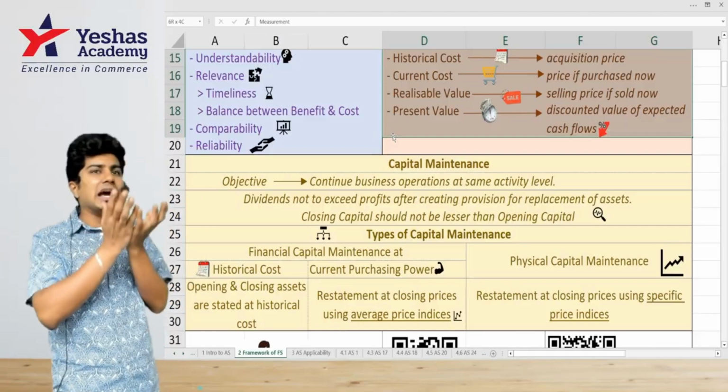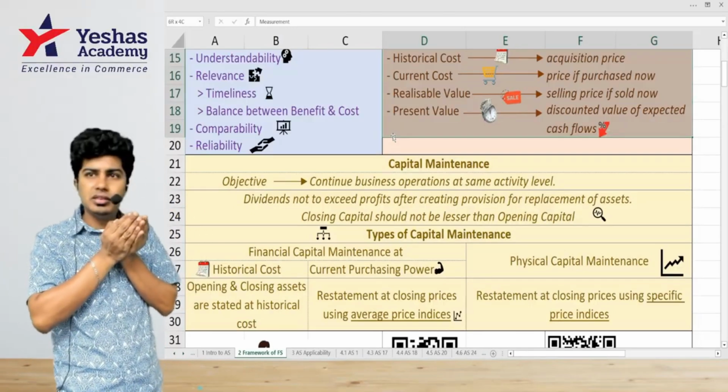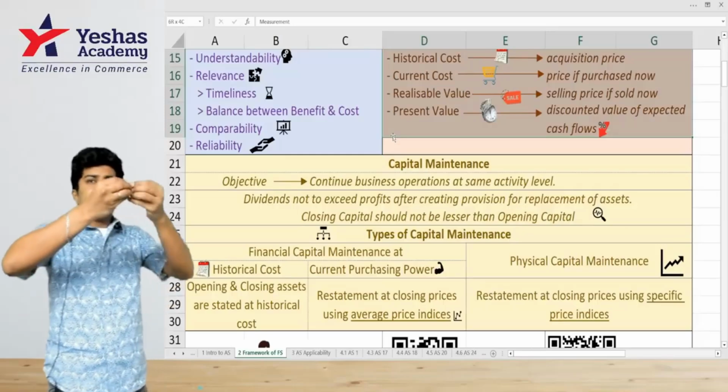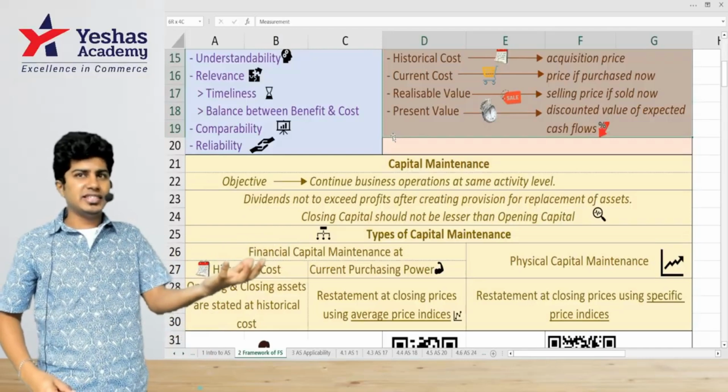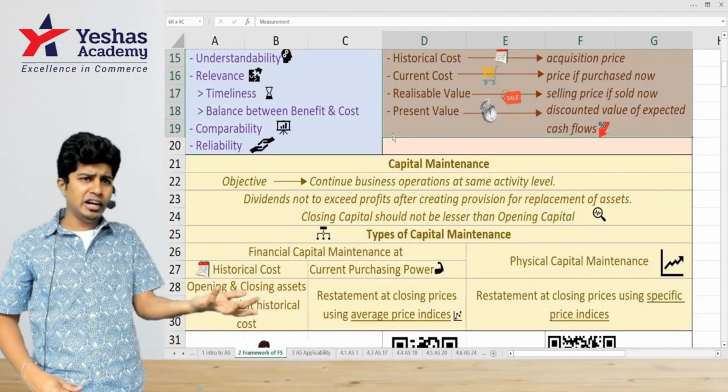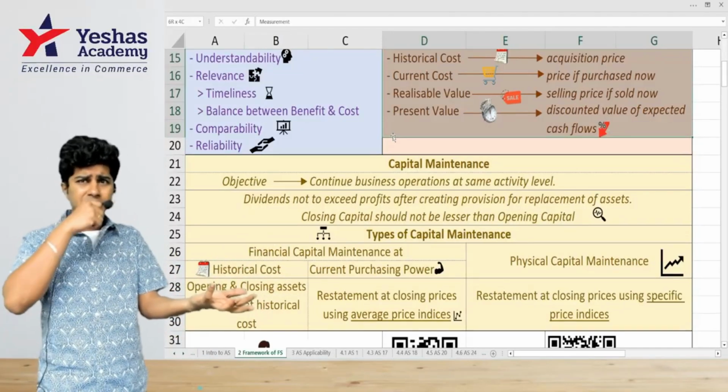I started business with 1 lakh rupees. I kept it in the business as capital. There is cash in my business. Can I sell cash? No. What will I do with that cash of 1 lakh? I'll buy inventory. Am I right?